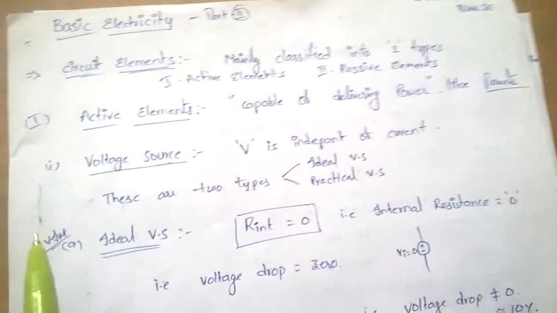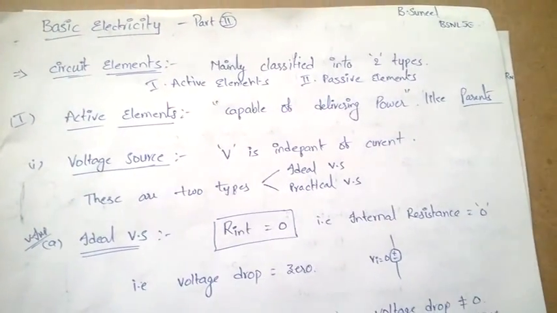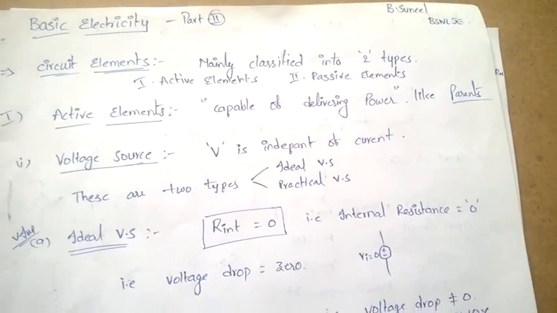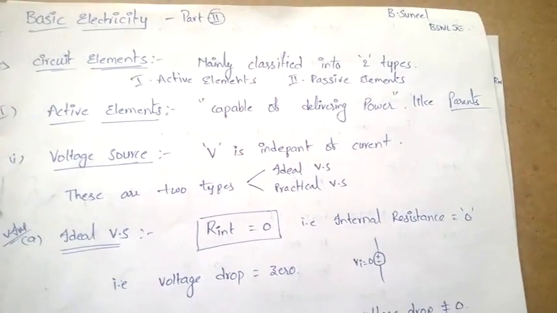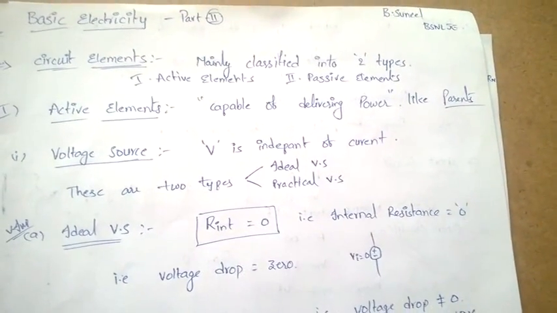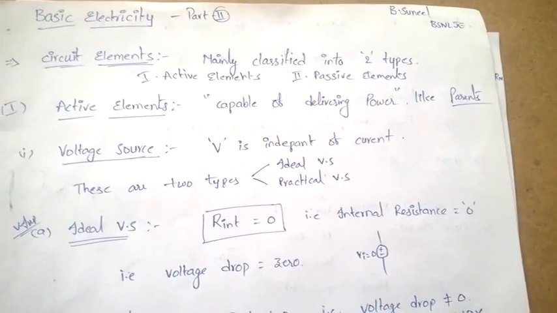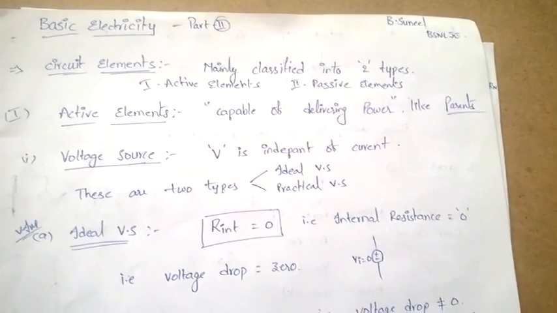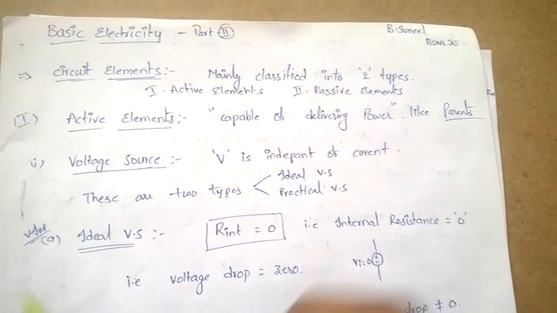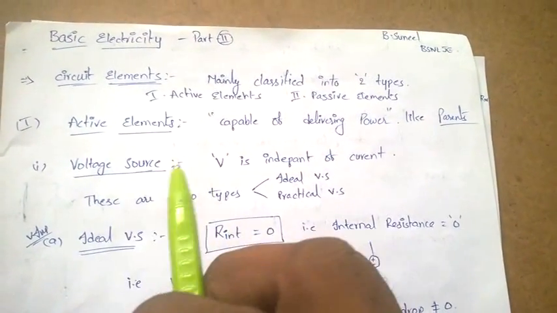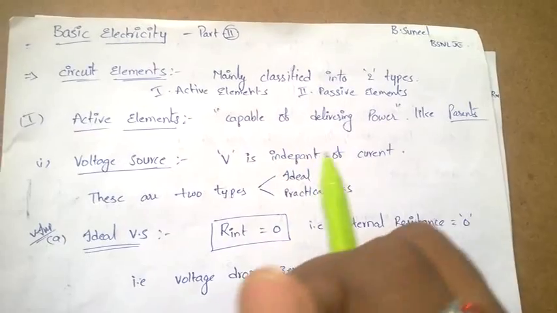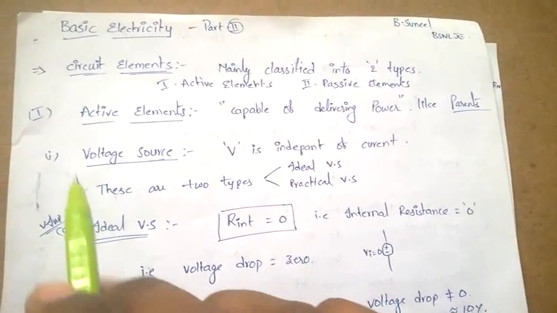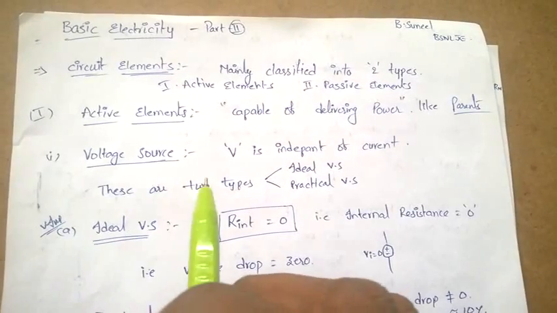Coming to the active elements, the elements which are capable of delivering power, like parents in a family, they are delivering some money for the children's welfare. Likewise, active elements are capable of delivering power. The first one is the voltage source.